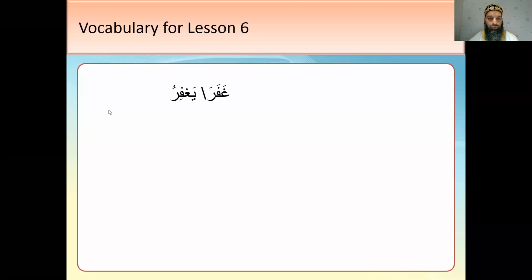So the verb is to forgive, but literally it's he forgave, he forgives. This is past tense and this is present tense. And remember last week or the week before, I asked you to learn the present tense with the past tense. There was a reason, and we'll learn that reason today, inshallah. Qala yaqulu. We've done this. Just done it now. Good.